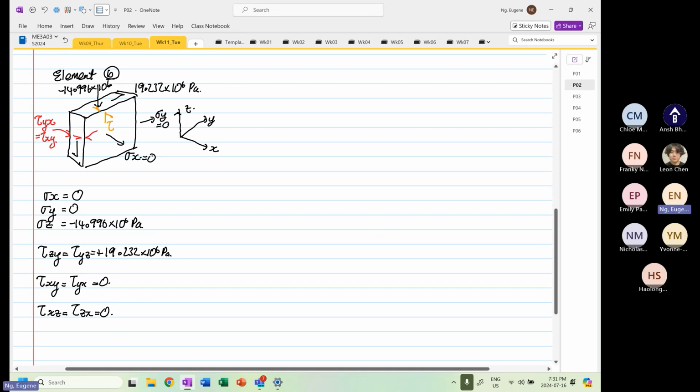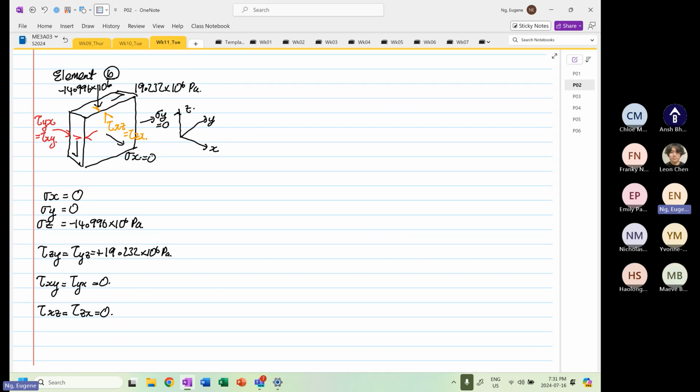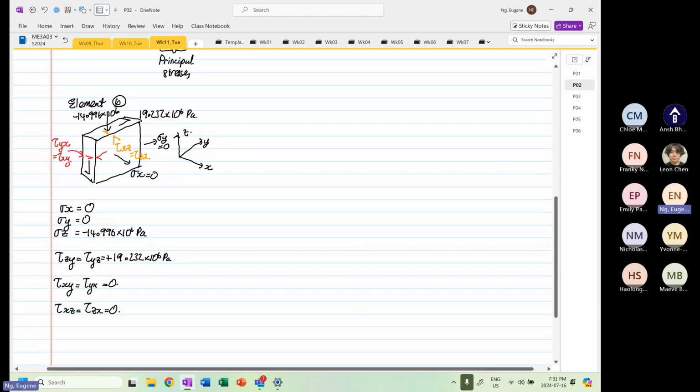Okay, so this is shear. The intersecting plane is X and it's got with Z, and this is shear ZX. Okay, so there you go. So now we know all our stresses. We got a few zeros, which is good.